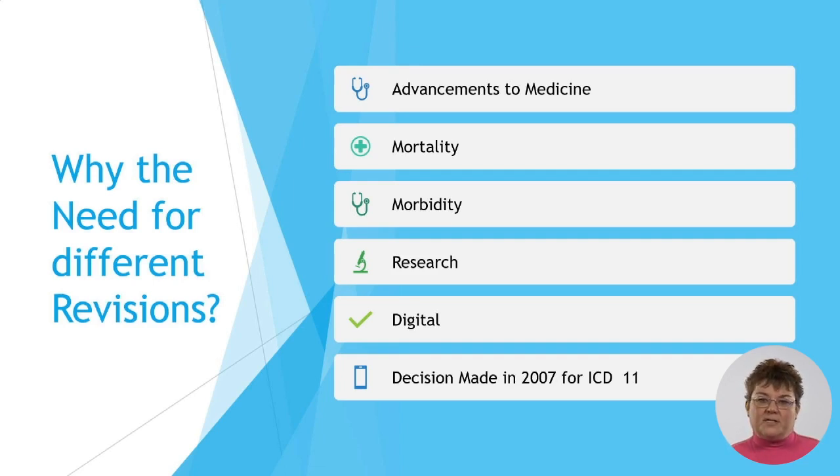Now, interesting enough, the decision was made for ICD-11 back in 2007. Well, if you remember correctly, ICD-10 did not come out until 2015. So even before we got 10 going, we knew we were behind. The United States was well behind on medicine and reporting codes and looking at all the diseases as a whole.